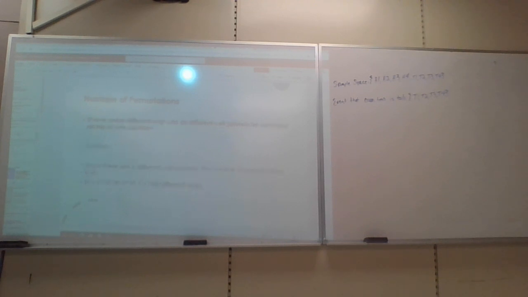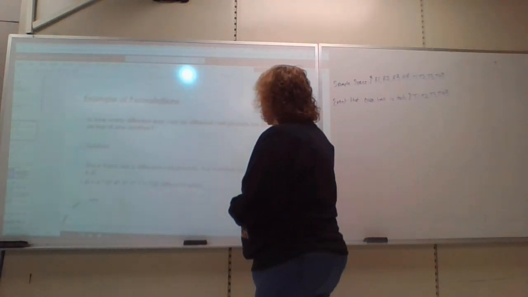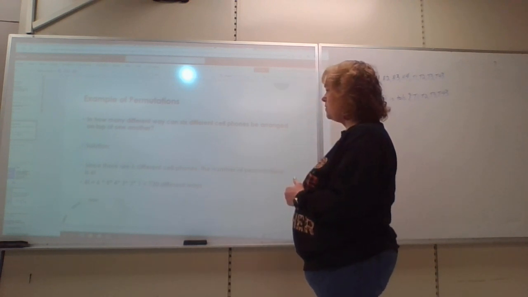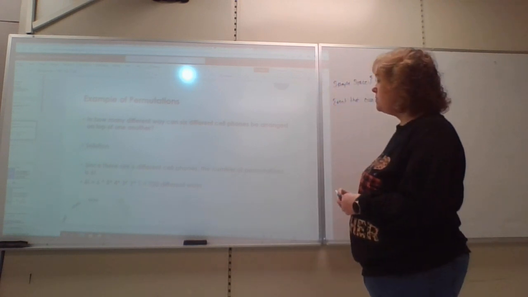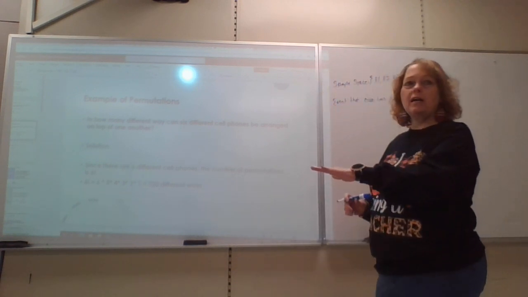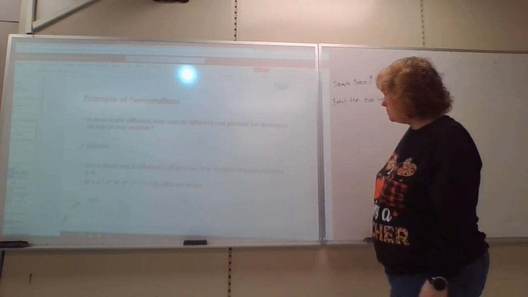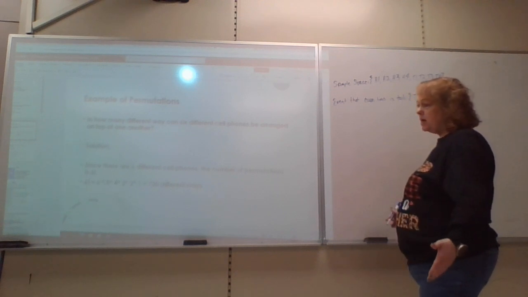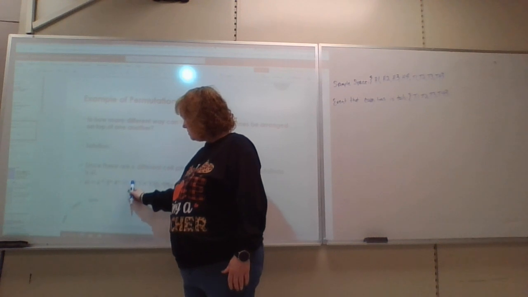Okay. Here's an example of what permutation means. How many different ways can 6 different cell phones be arranged on top of one another? Solution. Since there are 6 different cell phones, because once you use one, you can't count it again, then you put a 5, 4, 3, 2, 1. So then you just multiply them together. If you wonder what these little asterisks are, this just means multiply.